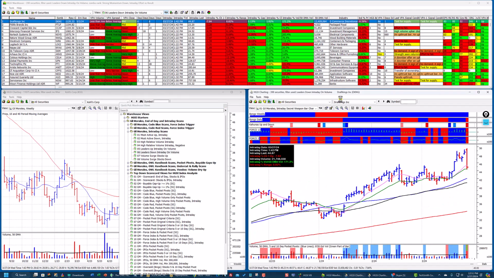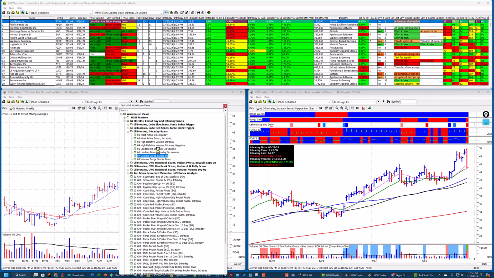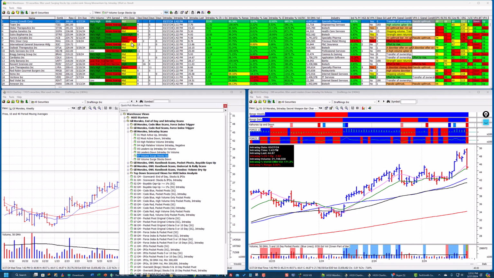So let's look at DraftKings. You can see it's a leader, but it's down today. And then this is a volume surge.